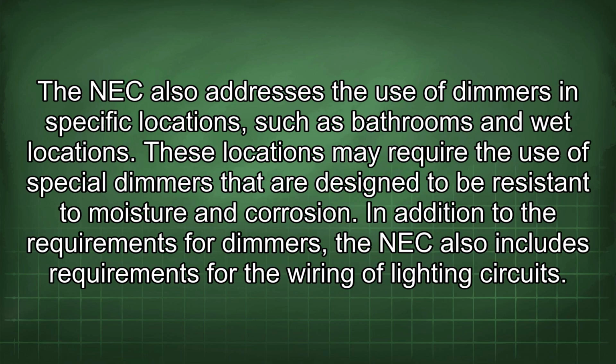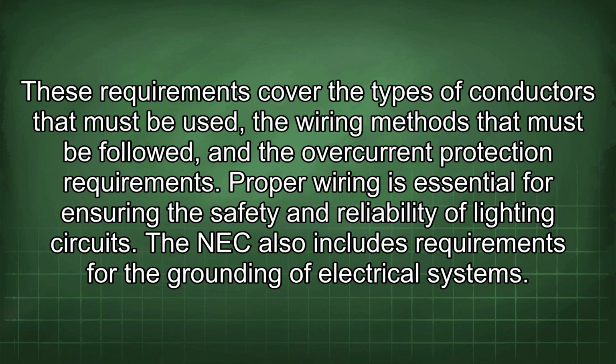The NEC also addresses the use of dimmers in specific locations, such as bathrooms and wet locations. These locations may require the use of special dimmers that are designed to be resistant to moisture and corrosion. In addition to the requirements for dimmers, the NEC also includes requirements for the wiring of lighting circuits. These requirements cover the types of conductors that must be used, the wiring methods that must be followed, and the overcurrent protection requirements. Proper wiring is essential for ensuring the safety and reliability of lighting circuits.